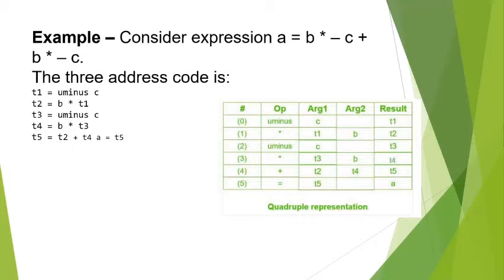Consider the last lines. T5 is equal to T2 plus T4. In this line, plus is the operator, so you have to place it in the operator part. Argument 1 is T2 and argument 2 is T4. The last line is A is equal to T5, where this equal-to operator is stored in the operator part. T5 is argument 1 and the result is stored in A.